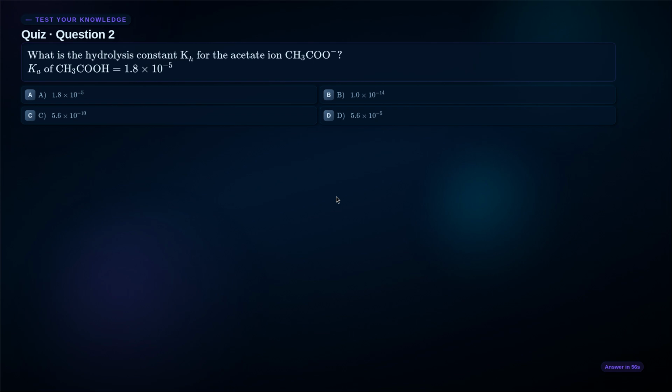Quiz question 2. What is the hydrolysis constant KH for the acetate ion CH3COO-? Ka of CH3COOH is 1.8 times 10 to the negative 5. Option A, 1.8 times 10 to the negative 5. Option B, 1.0 times 10 to the negative 14. Option C, 5.6 times 10 to the negative 10. Option D, 5.6 times 10 to the negative 5. Think carefully about the relationship between Ka and Kh.